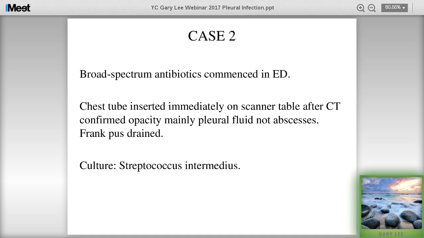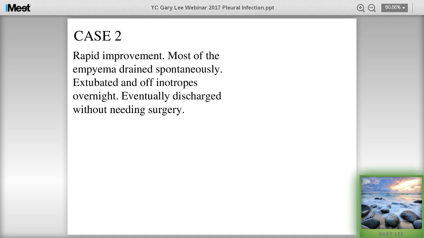Well, we didn't. We started broad-spectrum antibiotics right away in the emergency department. A chest tube was placed immediately on the CT scanner table once we confirmed that the majority was actually in the pleural base, not lung abscesses. And we drained a lot of frank pus right on the CT table. And the culture grew Streptococcus intermedius, which is one of the most common organisms in the UK or Australasian series.